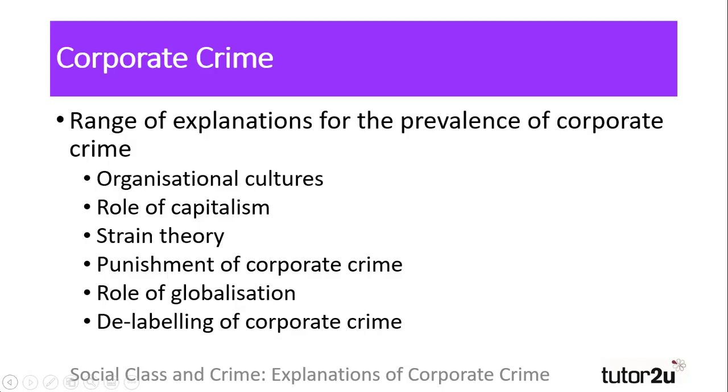Sociologists look to explain why corporate crime occurs through a number of different approaches that we'll look at in this video, including the organisational cultures of corporations, the role of capitalism, strain theory, the punishment of corporate crimes, the role of globalisation, and the delabelling of corporate crime.